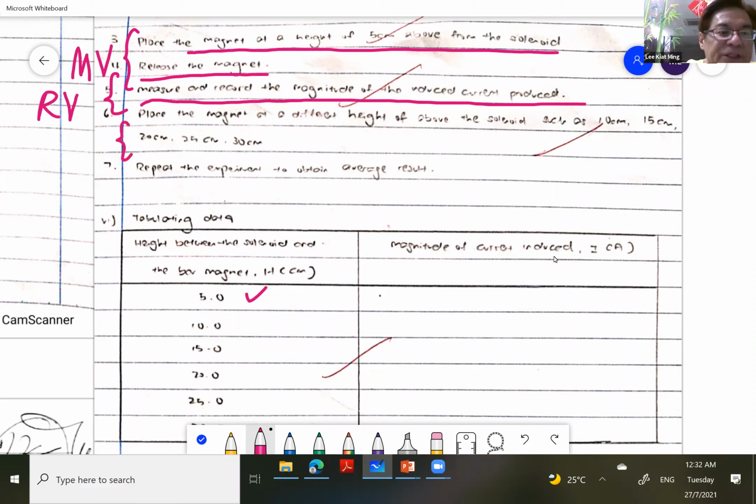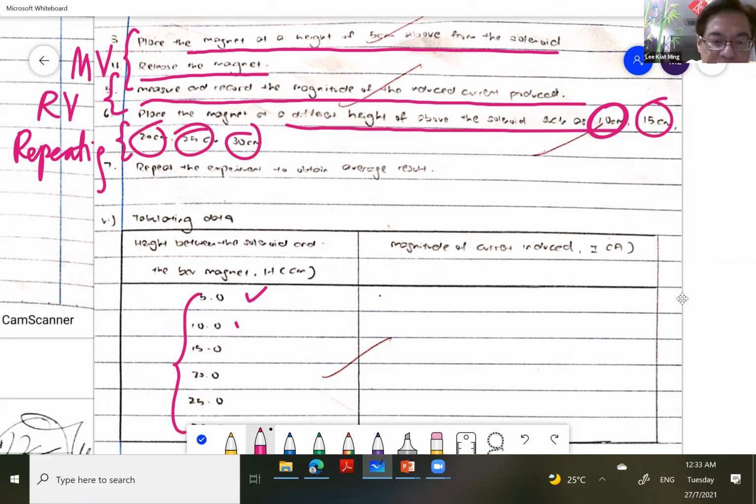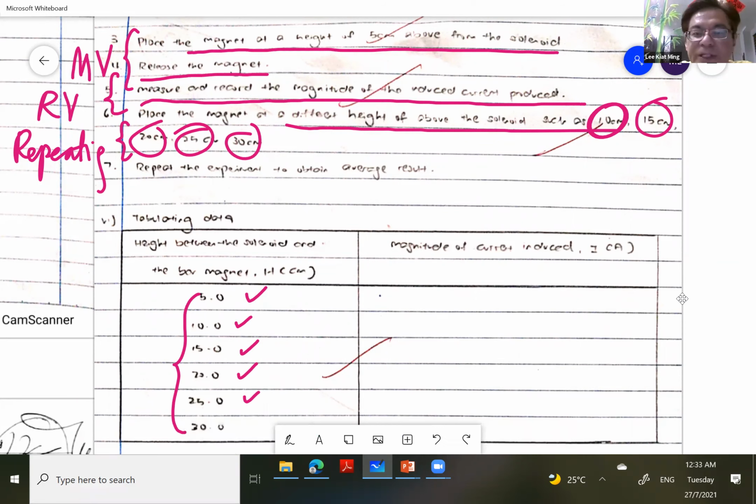This will be your repetition. You will say that the magnet will be released from a height which is increased to all the different values. You put all the different values: 10 cm, 15 cm, 20 cm, 25 cm, 30 cm. It must match all the values here. You see or not? 10 cm, 15, 20, 25, and 30 cm. So it must match all the values there. Otherwise, marks will be deducted.